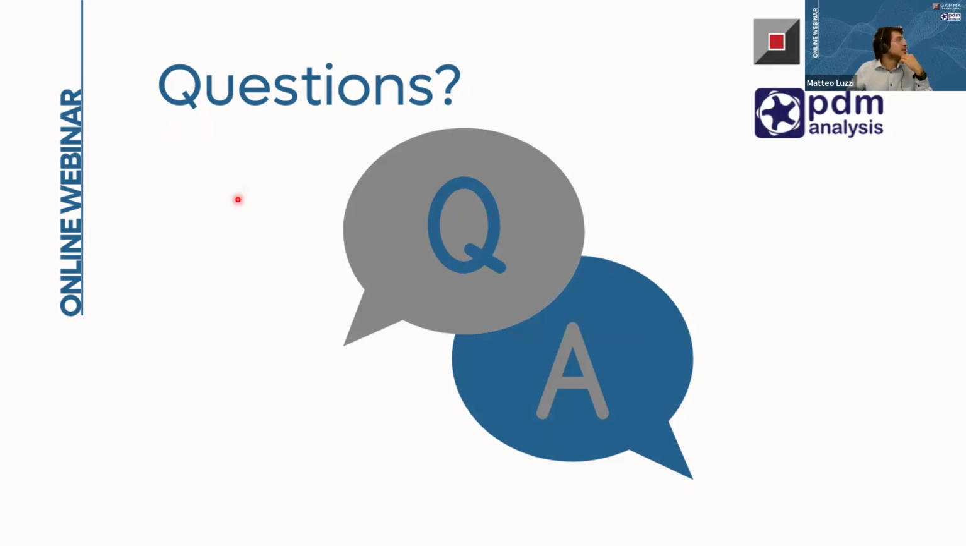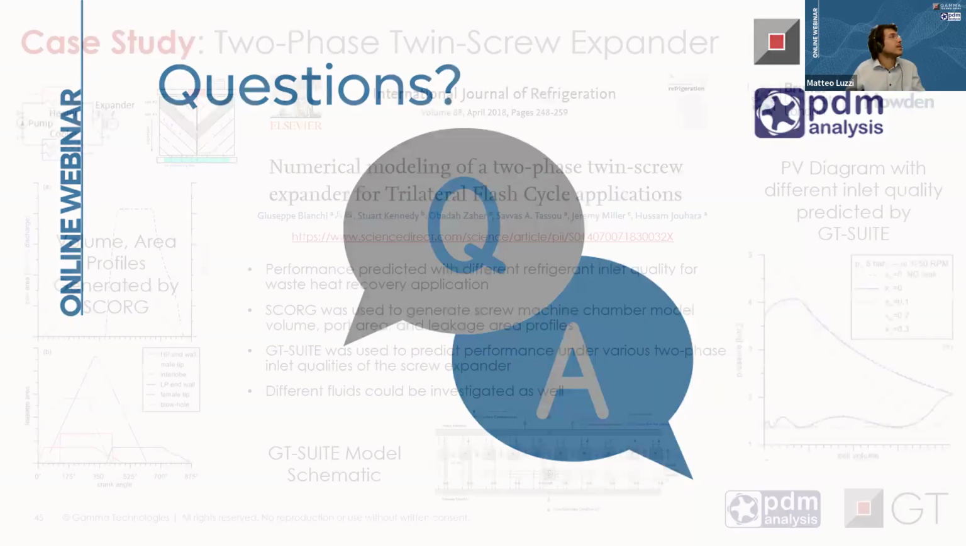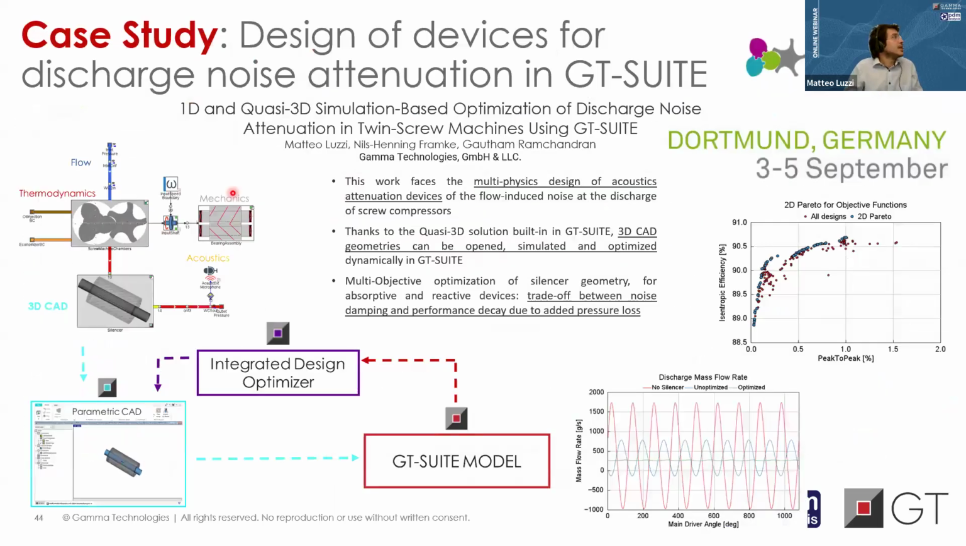Nice example on the acoustics, damping in a screw machine. Do you have capabilities to model both reactive and absorptive silencers there? You know, Matteo, you're the expert on that publication. You want to answer? Yeah, the short answer is yes, it can be done.